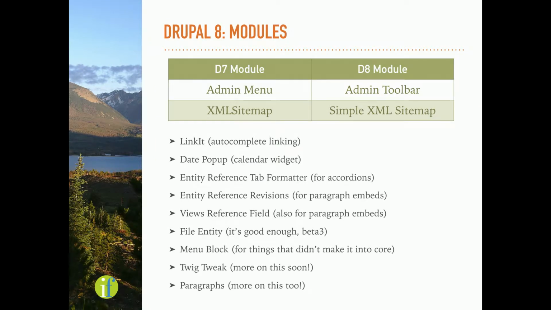So Drupal 8 modules. So in D7 you have admin menu. In D8 it's admin toolbar. In D7 it's XML sitemap. And in D8, it's simple XML sitemap. Why? I don't know, but I'm telling you. So now you know. And knowing is half the battle, or whatever.